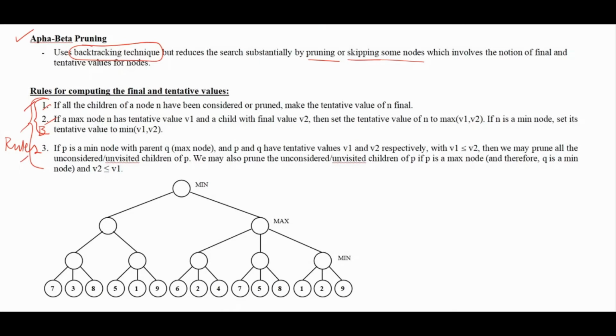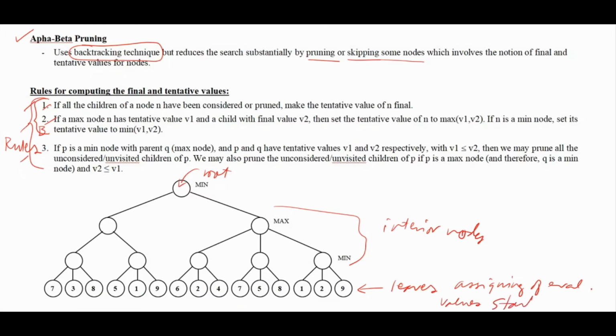So say for example, we have this tree where this is the root of the tree, and all of these on this level are the leaves of the tree. And these on this level are the interior nodes. Now remember, when we discussed backtracking, when we assign evaluation values to the nodes, you start with the leaves. The assigning of evaluation values starts here in the leaves.